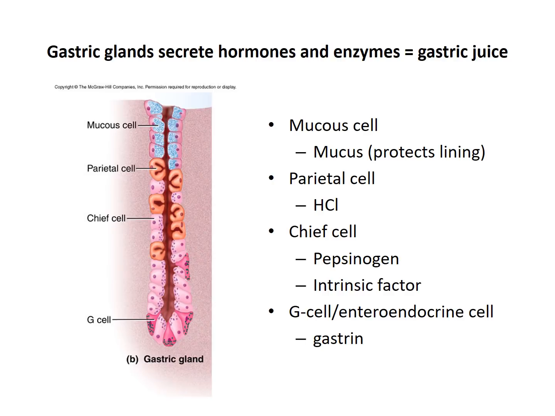We need intrinsic factor to absorb what necessary vitamin? Vitamin B12, right? So without intrinsic factor, we can't absorb vitamin B12. The combination of intrinsic factor and vitamin B12 allows that B12 then to be absorbed in the small intestine. And then we have G cells, and those G cells secrete a hormone called gastrin, and gastrin hormone is important as a stimulus to release stomach acid and as a stimulus to begin stomach peristalsis.